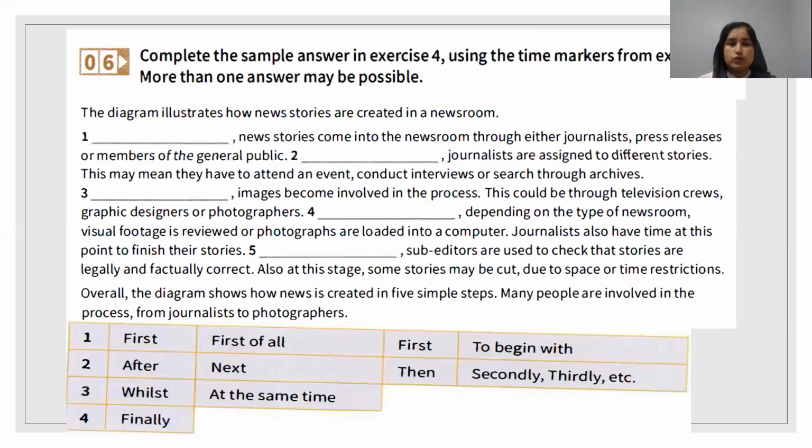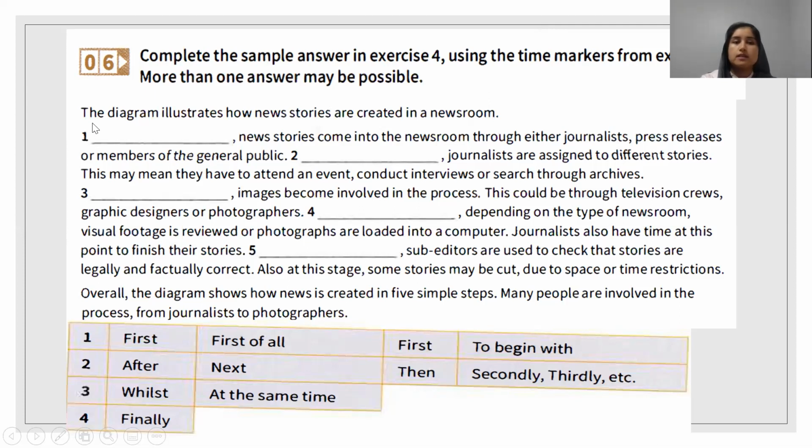So let's just go to this practice. It's practice number 6 from the book. It says complete the sample answers in exercise 4, using the time markers from exercise 3. More than one answer may be possible. So these words are from exercise 4, and we have to find what to put in each blank space. If you could just write in the chat.